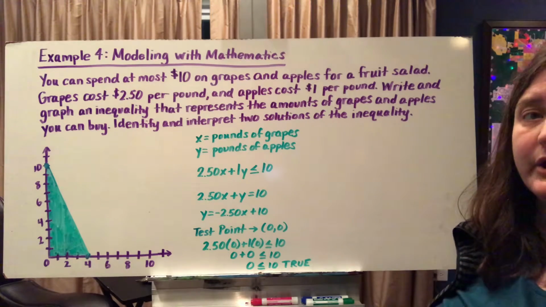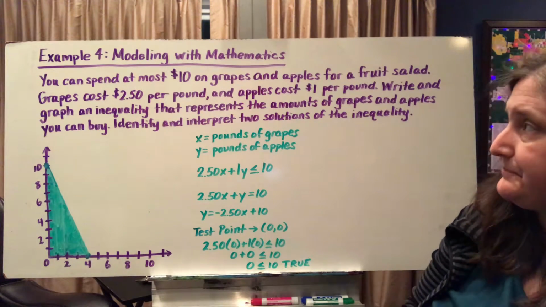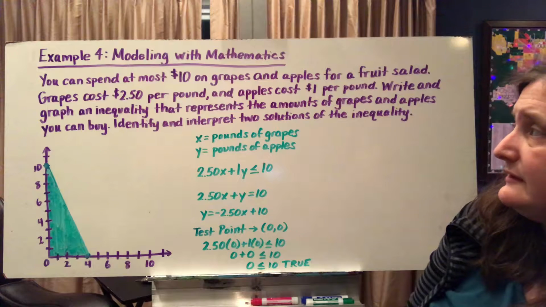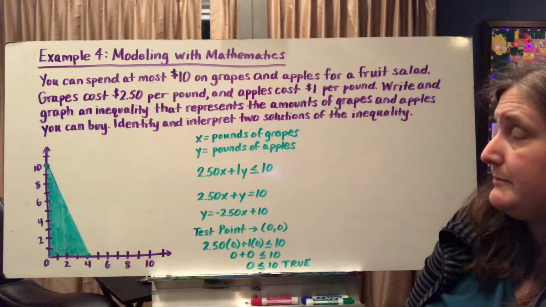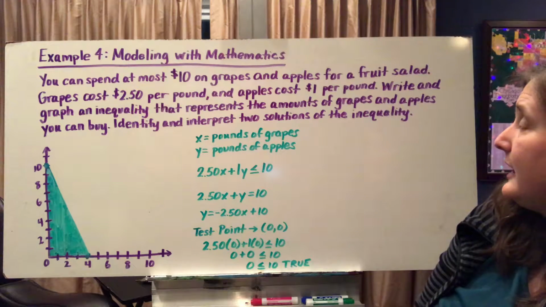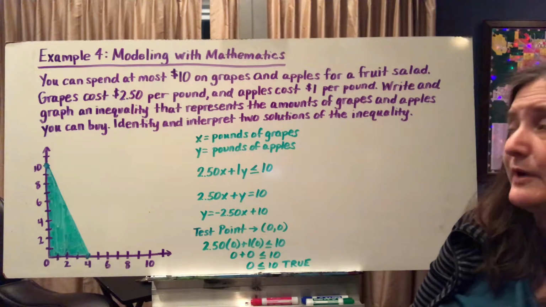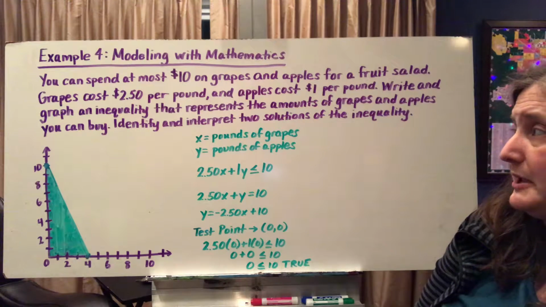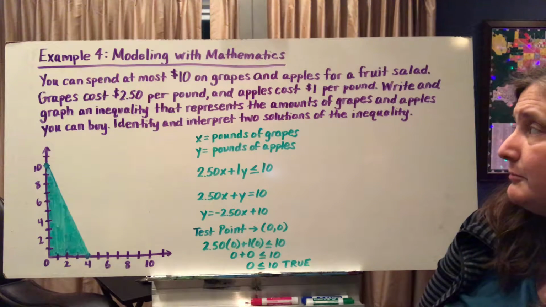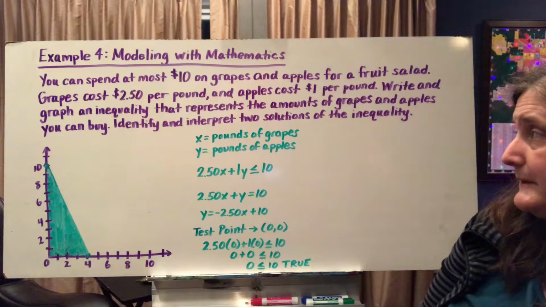All right, we're going to take a look at one more problem here. You can spend at most $10 on grapes and apples for your fruit salad. Grapes are $2.50 a pound, apples are $1 a pound. They want us to write and graph an inequality that represents the amount of grapes and apples we can buy. Then it says identify and interpret two solutions of the inequality.